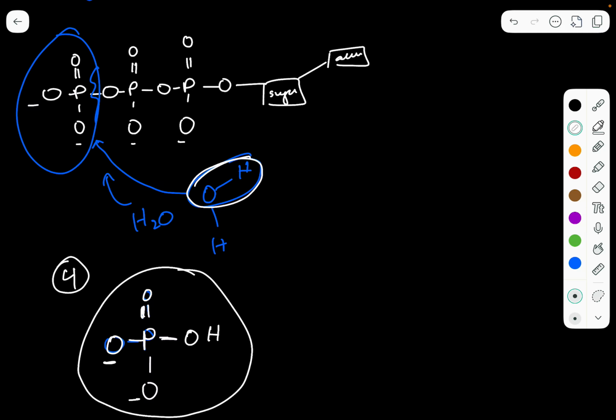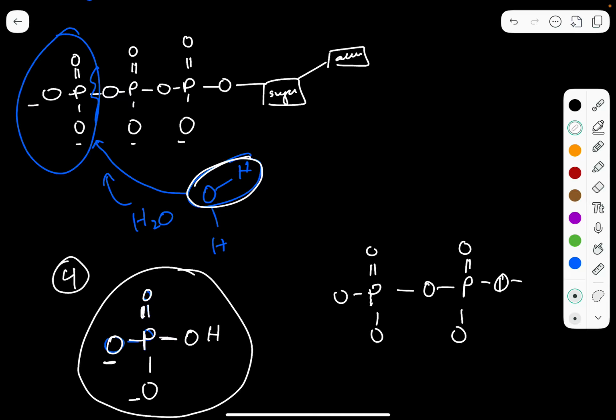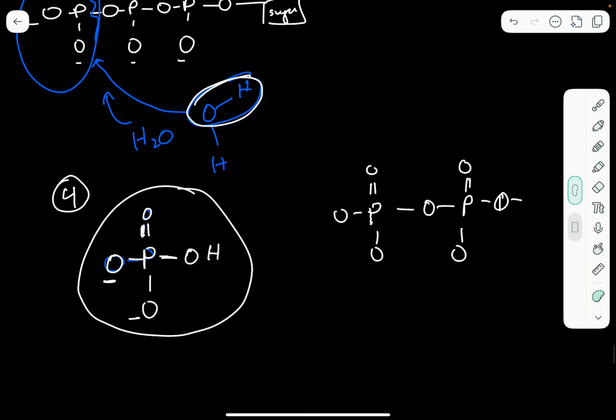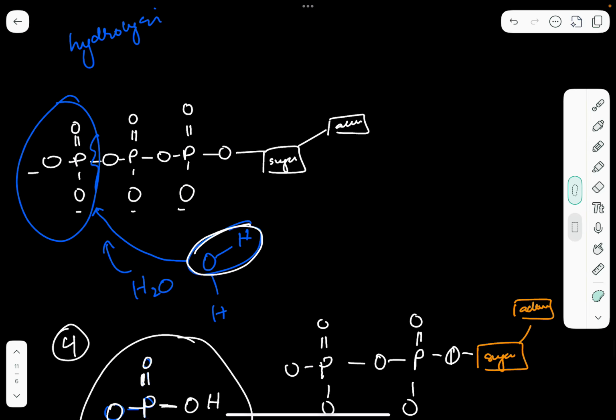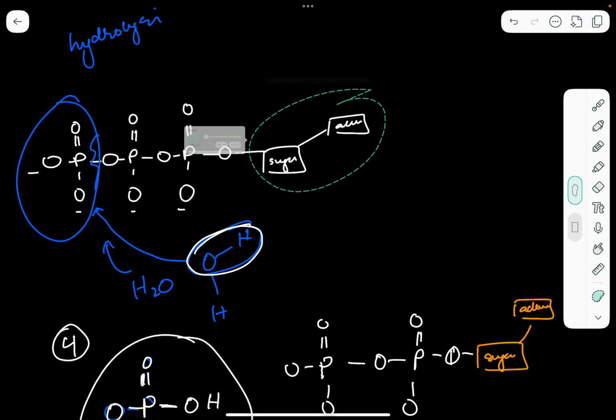Keep in mind this is still negative. And on the other side, we get P double bond O, O, O, and then the rest of the ADP molecule, which is sugar and adenine. Right? The rest of it's there.